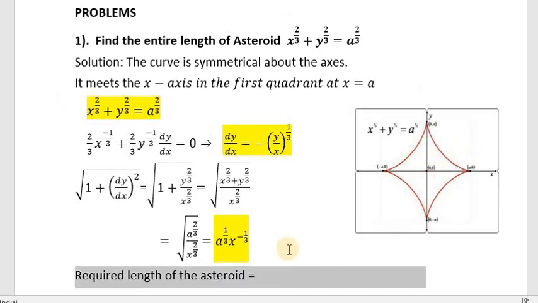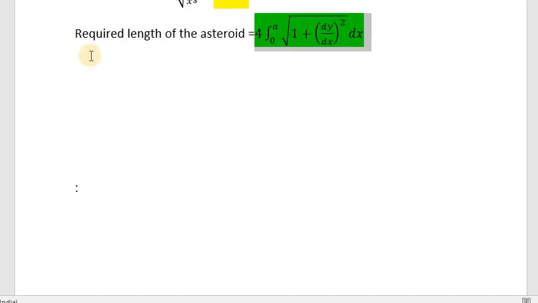So the total length of the asteroid is nothing but the length in the first quadrant, second, third and fourth quadrant, summed together. The required length of the asteroid is equal to 4 times integral 0 to a, because in the first quadrant x is varying from 0 to a, of square root of 1 plus (dy/dx) whole square into dx. So this is the required length of the asteroid.